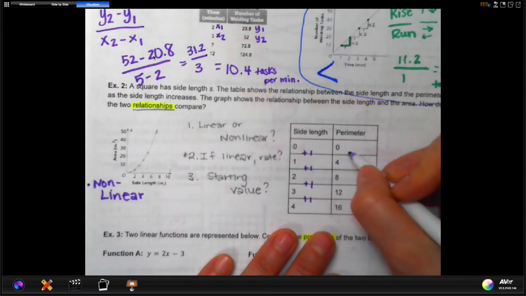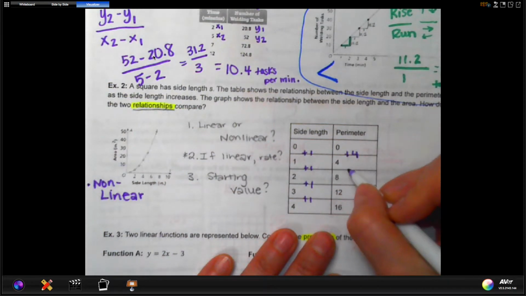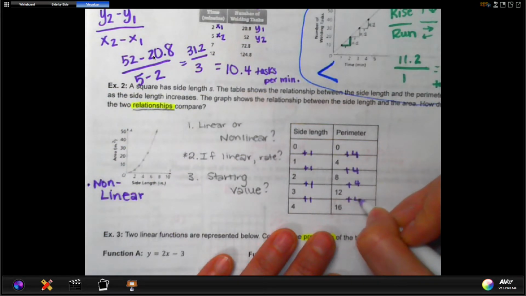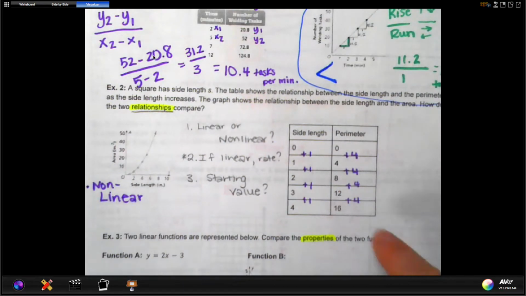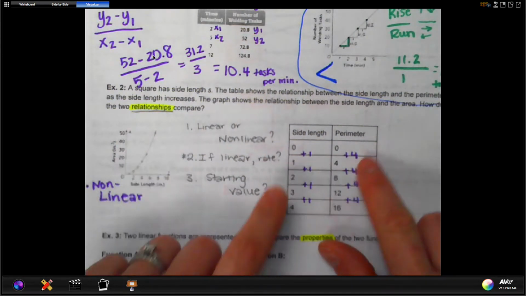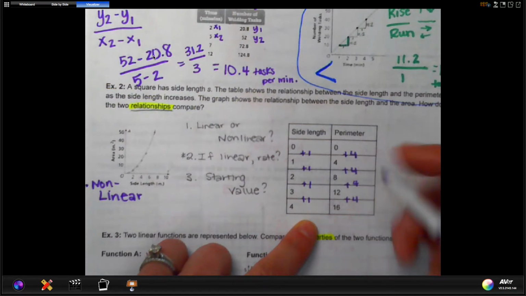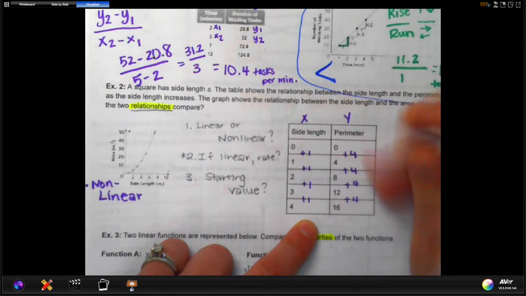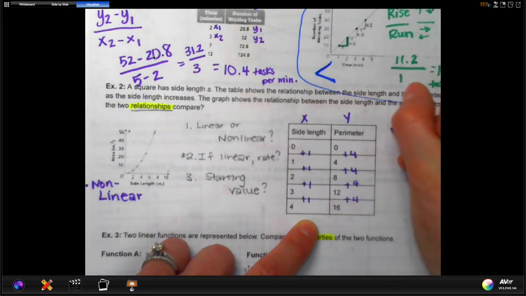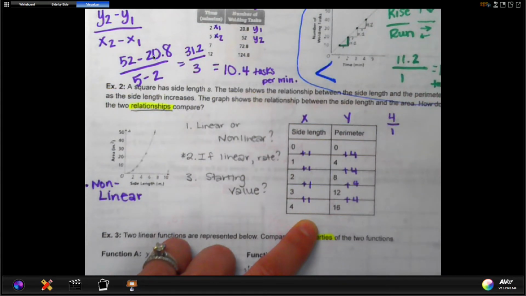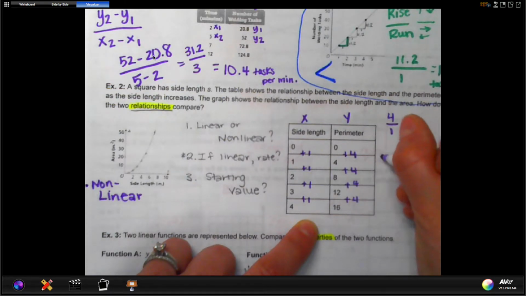But this side, this went up by 4, and then this went up by 4, and then this went up by 4, and then this went up by 4. So this side is a constant rate as well. So this is what I mean by constant rate. Our rate is our change in y over our change in x. So our rate here is really 4 over 1, and that's the same every single time. So this, we say, is linear.